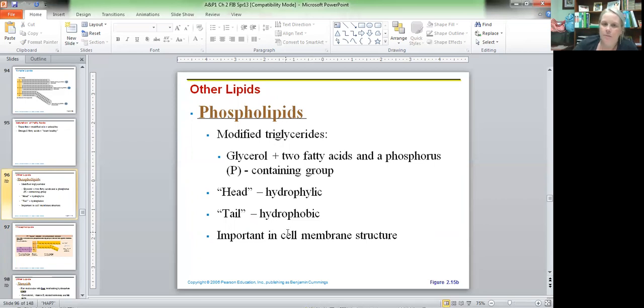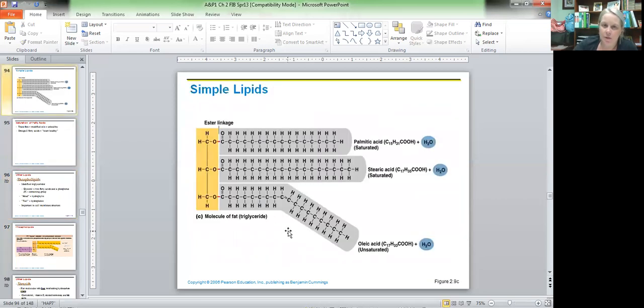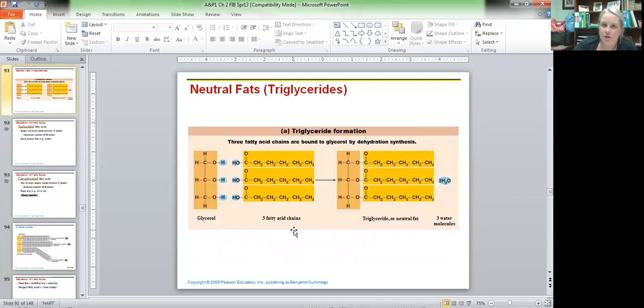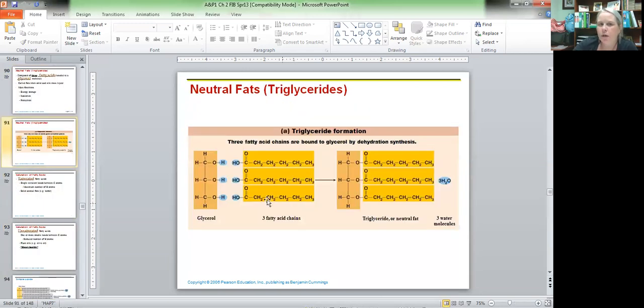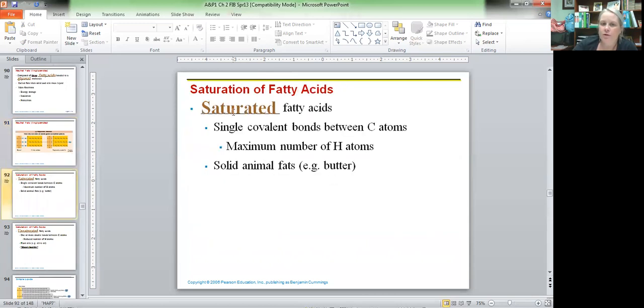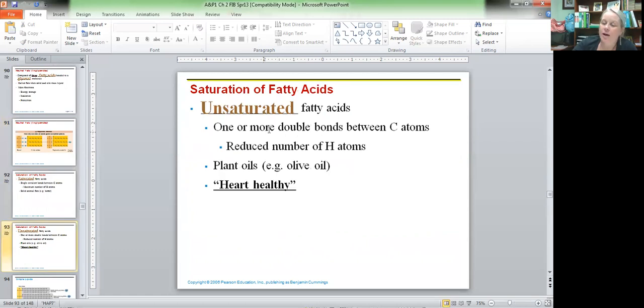Okay. The other main lipid that we mentioned is the triglyceride. You have a glycerol with 3 fatty acids, and they bond together to form your triglyceride. Tri meaning 3. 1, 2, 3 fatty acids is where it gets its name. Okay. And then of course you had your saturated and your unsaturated fats. Saturated were the unhealthy types. Unsaturated are the healthier fats. We call them heart healthy.